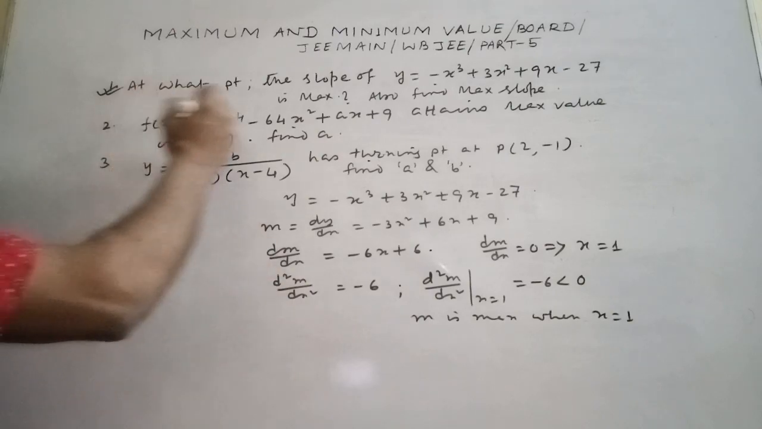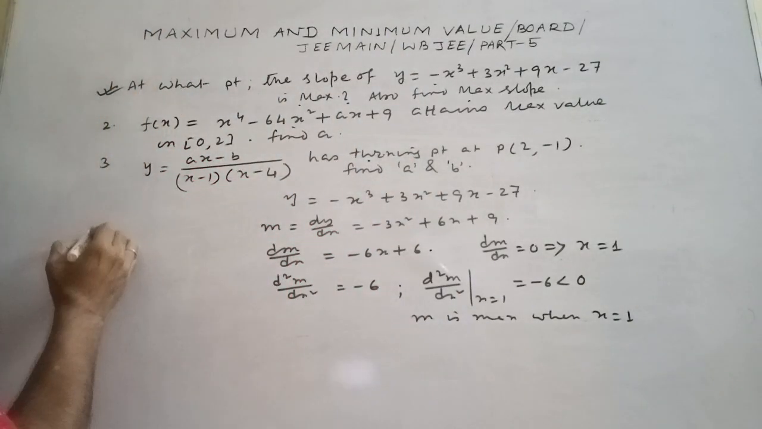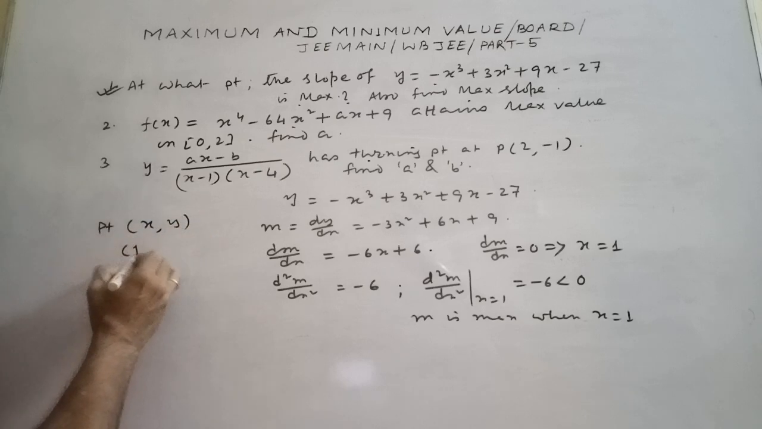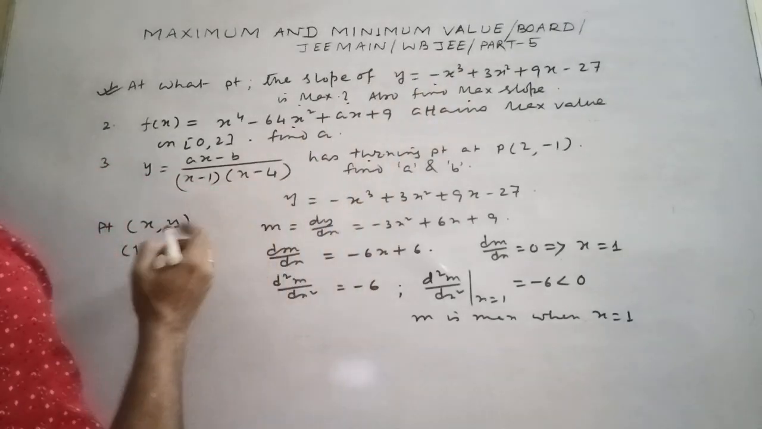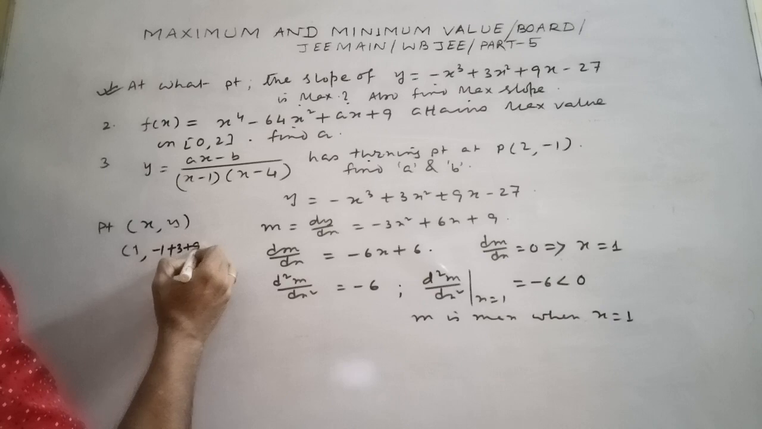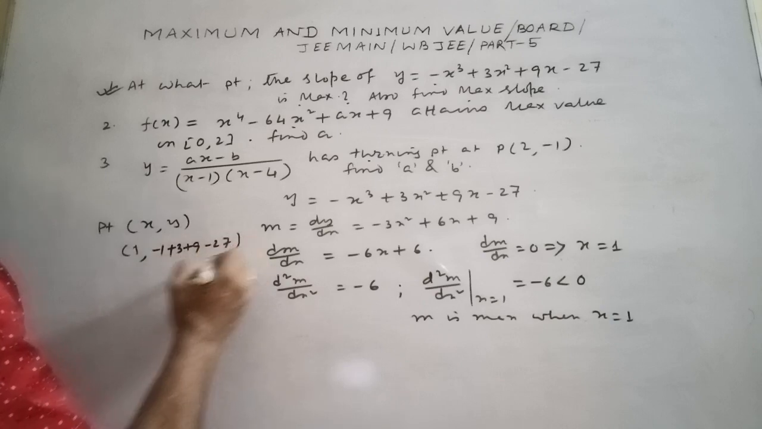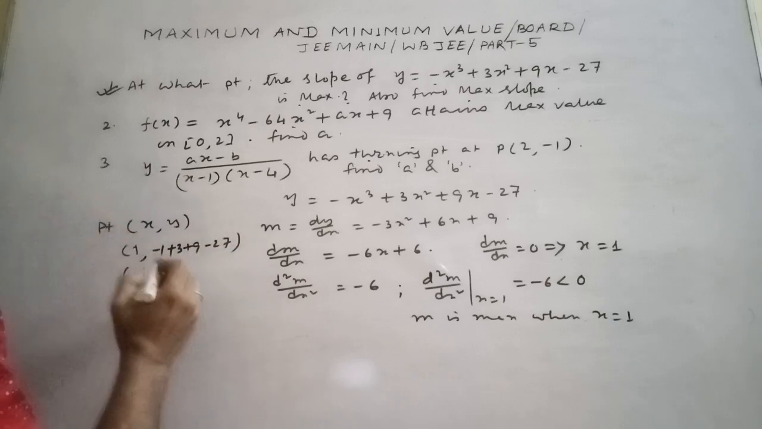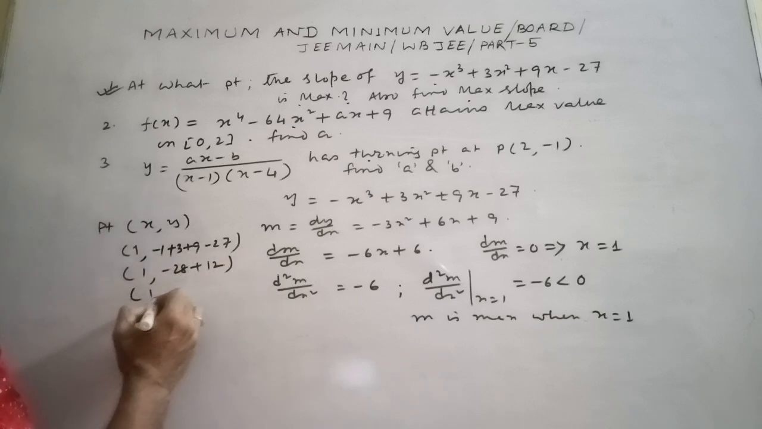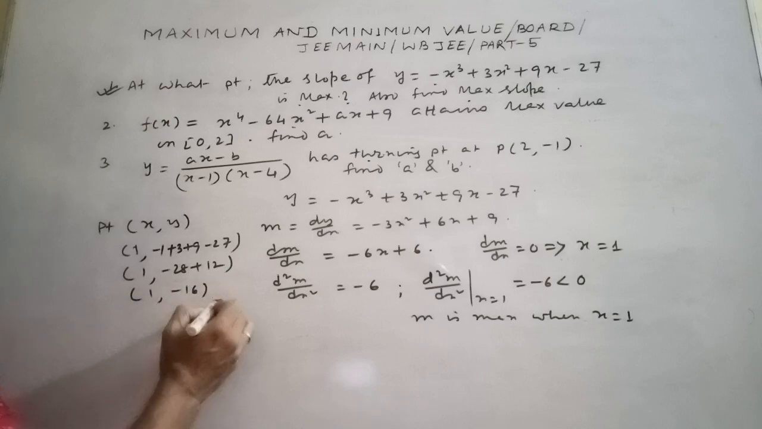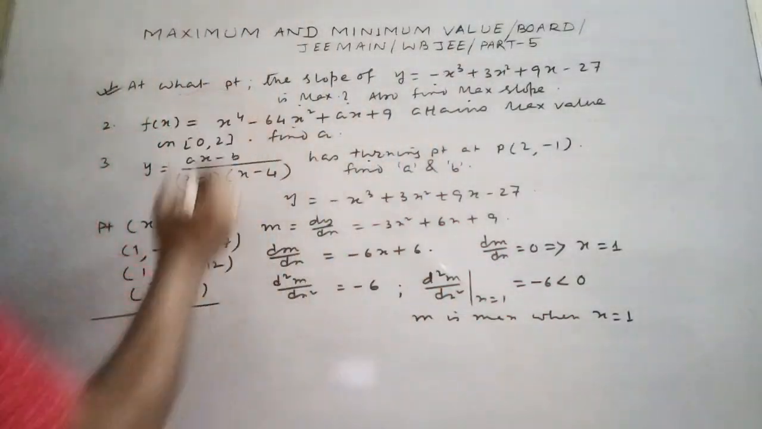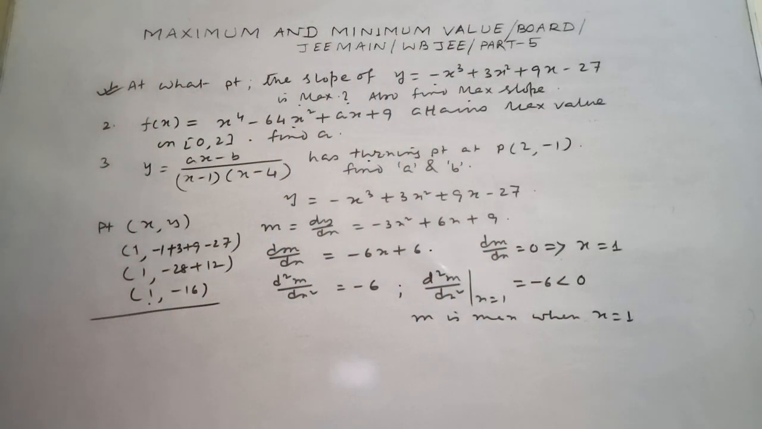So at what point is the slope maximum? Point means x comma y. If x equals 1, what is y? Y is 1 whole cube, that is minus 1 plus 3 plus 9 minus 27. So 1 comma minus 28 plus 12. So the point is 1 comma minus 16.